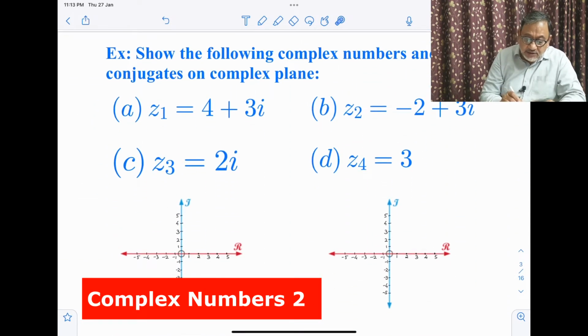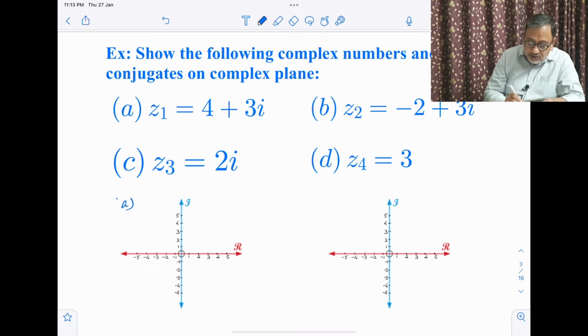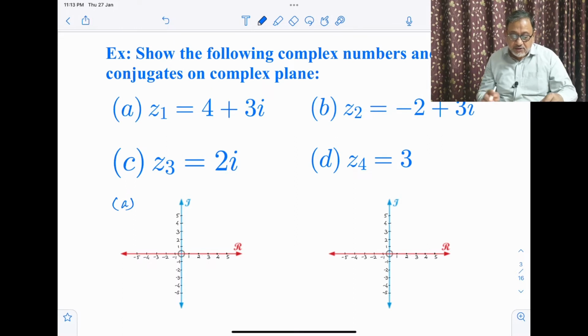Now the example is: show the following complex numbers and their conjugates on a complex plane. So here it will be more clear to you. I am going to show you all the four. Okay, so look here. First one, part A, I will do it here in this complex plane.